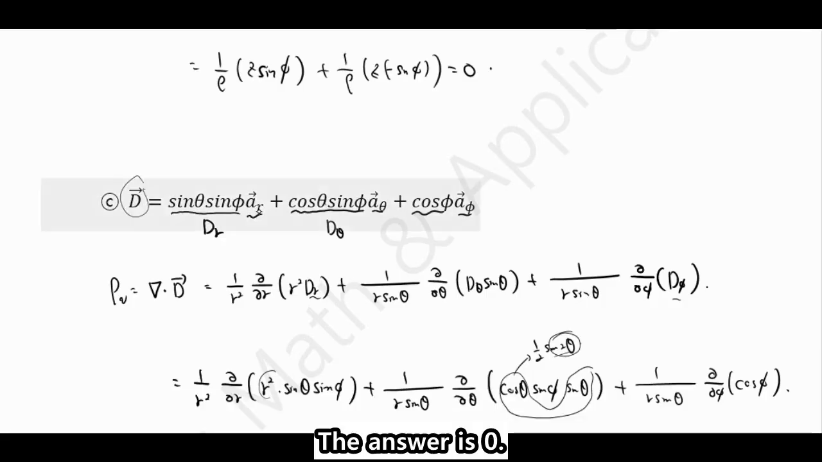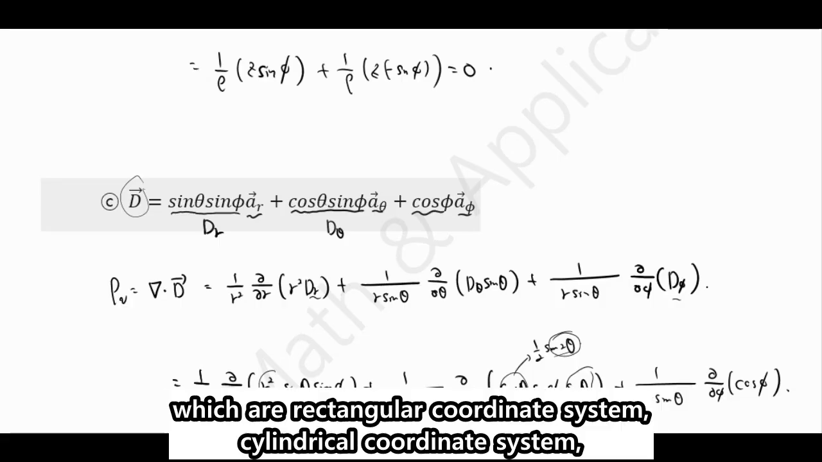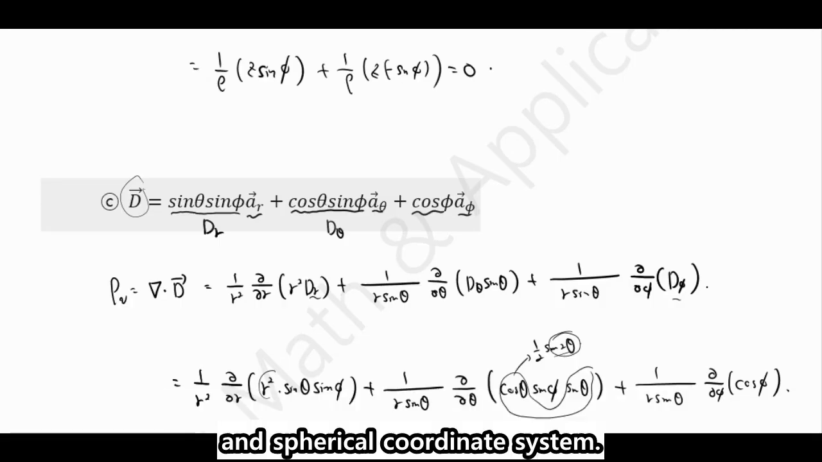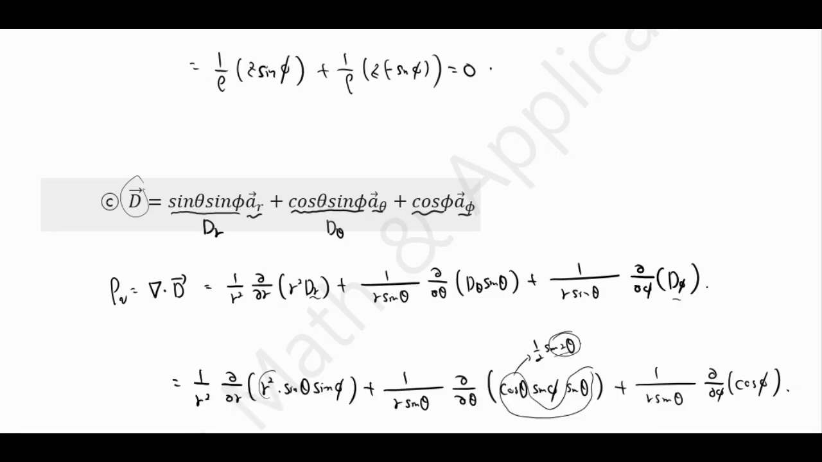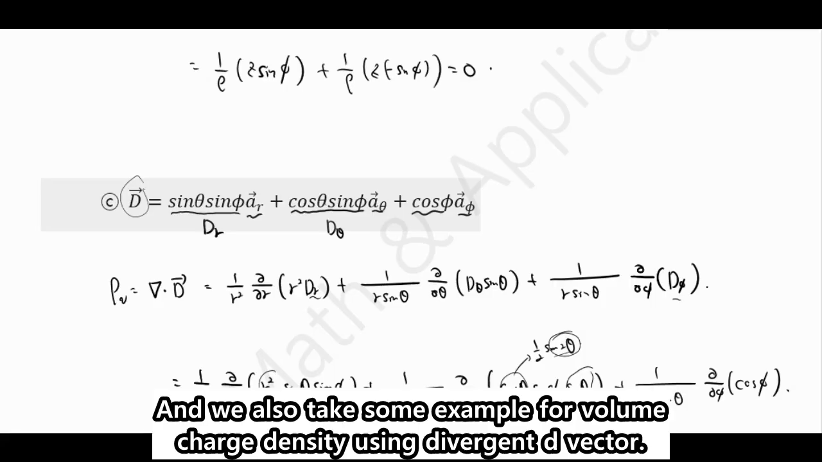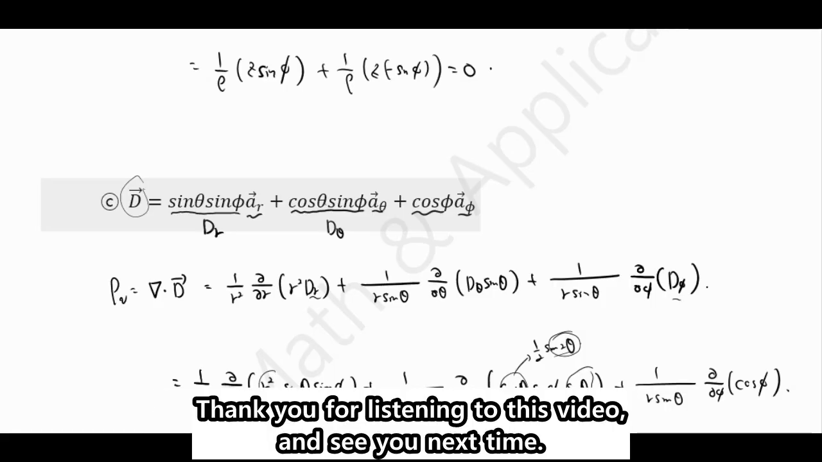The answer is 0. Today we took some examples of the divergence of the D vector in three coordinate systems: rectangular, cylindrical, and spherical. The physical meaning of the divergence of the D vector is volume charge density, and we also took some examples of finding volume charge density using the divergence of the D vector. Thanks for listening to this video, and see you next time. Bye bye.